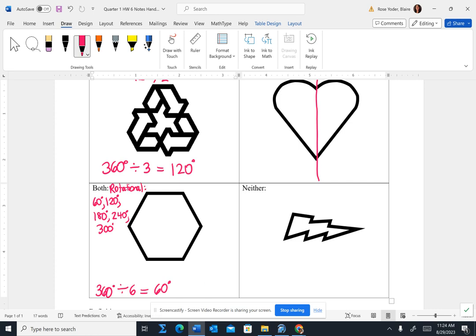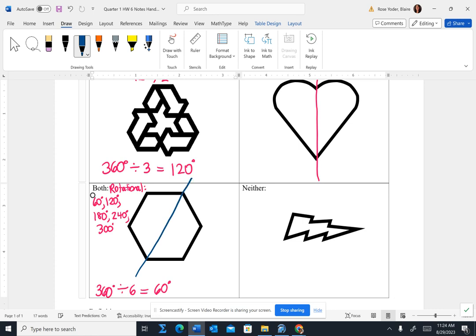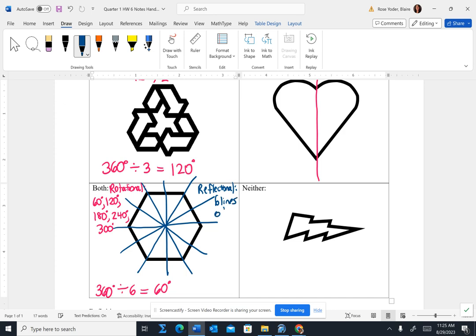Then for reflectional symmetry, how many lines of symmetry can we draw on this one? This one has a bunch because we can draw these lines of symmetry from vertex to vertex that cut the hexagon in half. So there's 1, 2, 3 of those. But we can also draw these lines of symmetry that cut the hexagon in half. So there's also 1, 2, 3 of those. So there's actually 6 lines of reflectional symmetry, which is a lot.